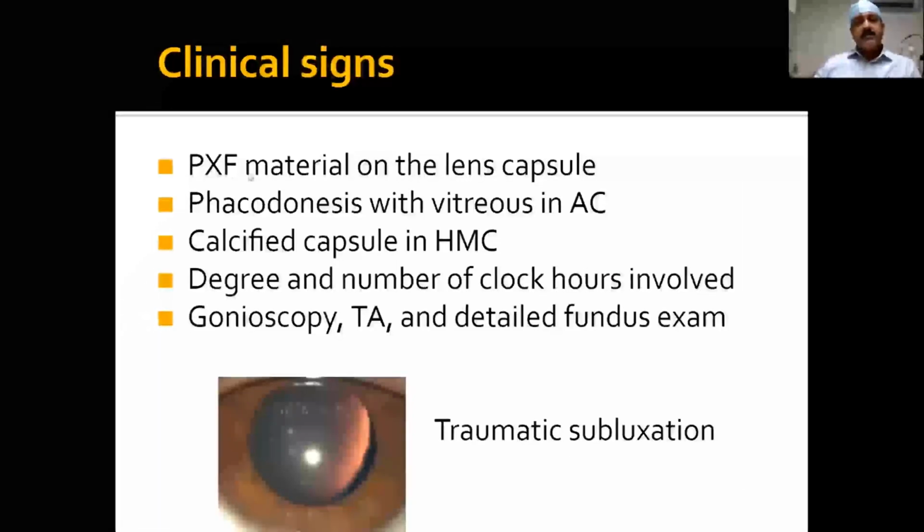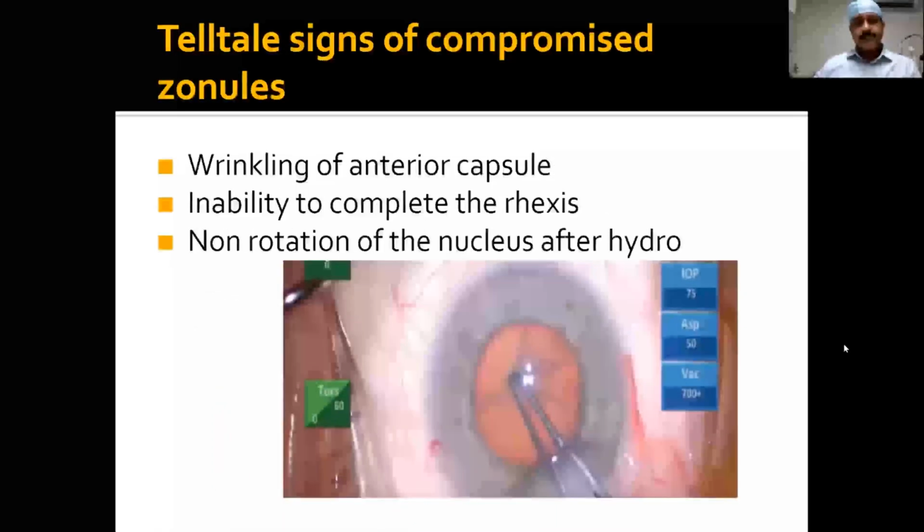Slit lamp examination may reveal pseudoexfoliative material on the lens capsule, subtle phacodonesis with vitreous herniating into the anterior chamber, and calcified capsule in hypermature cataracts. Look for the degree and the number of clock hours involved. It helps us plan which type of implant will go in. Do a gonioscopy, tension applanation and a dilated fundus exam to rule out pre-existing glaucoma.